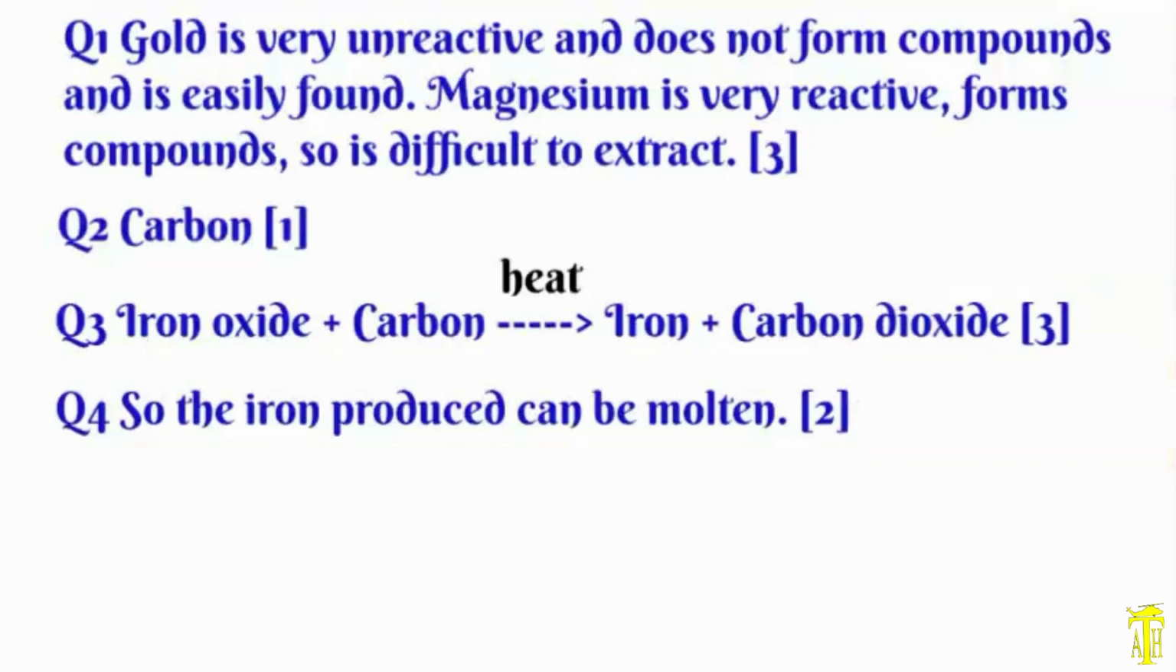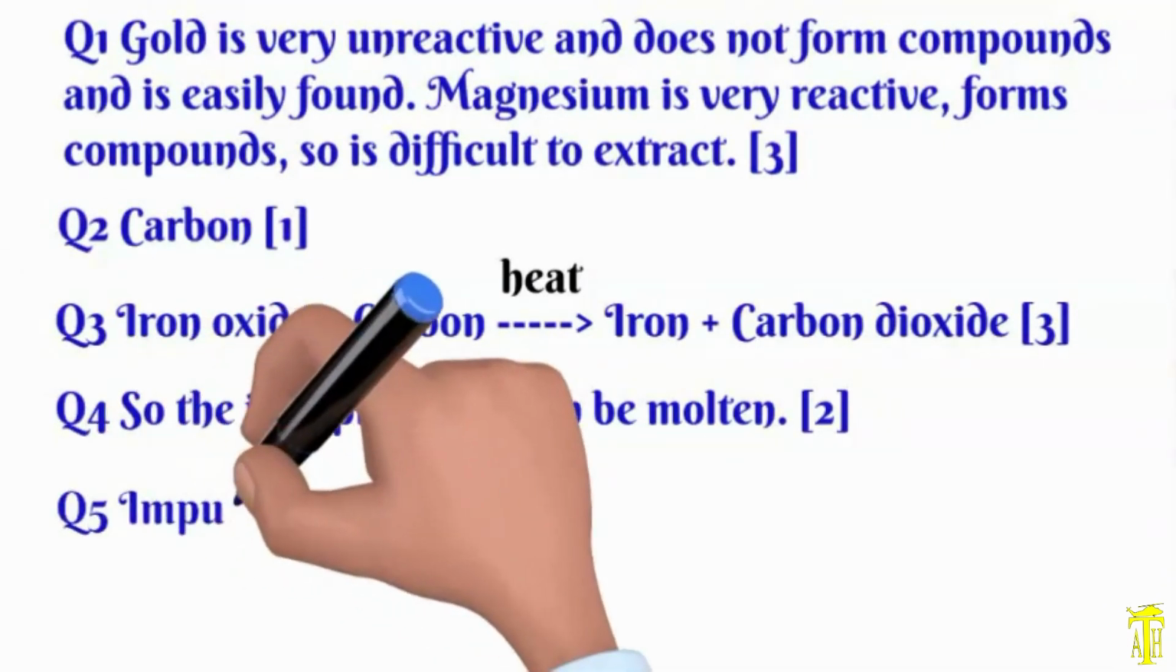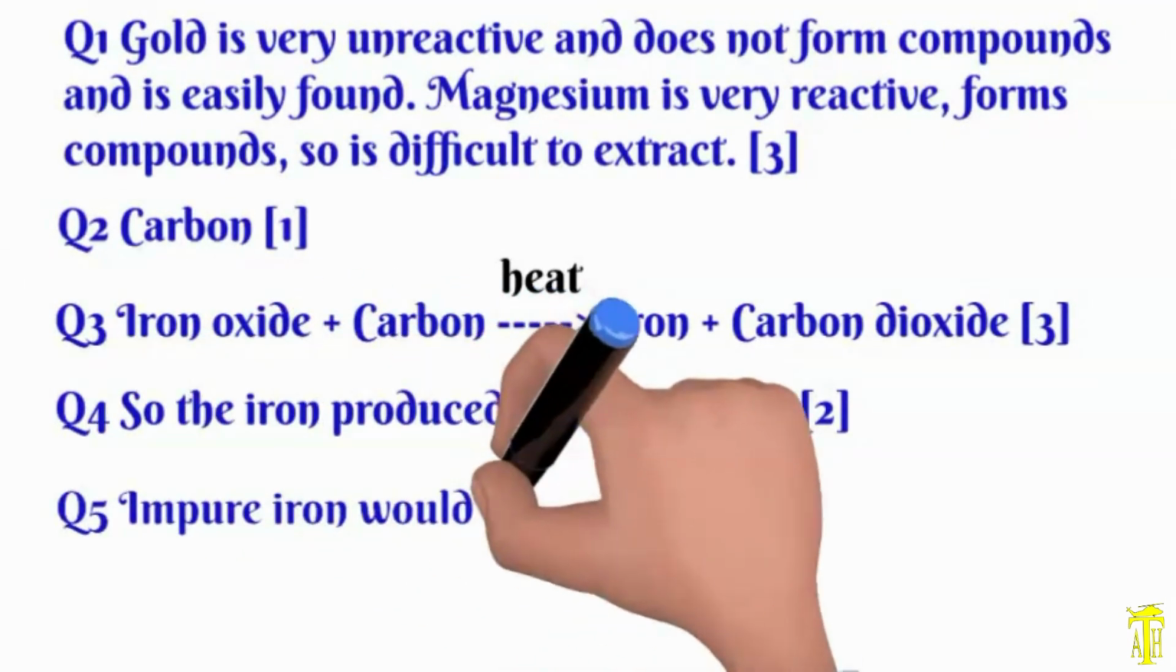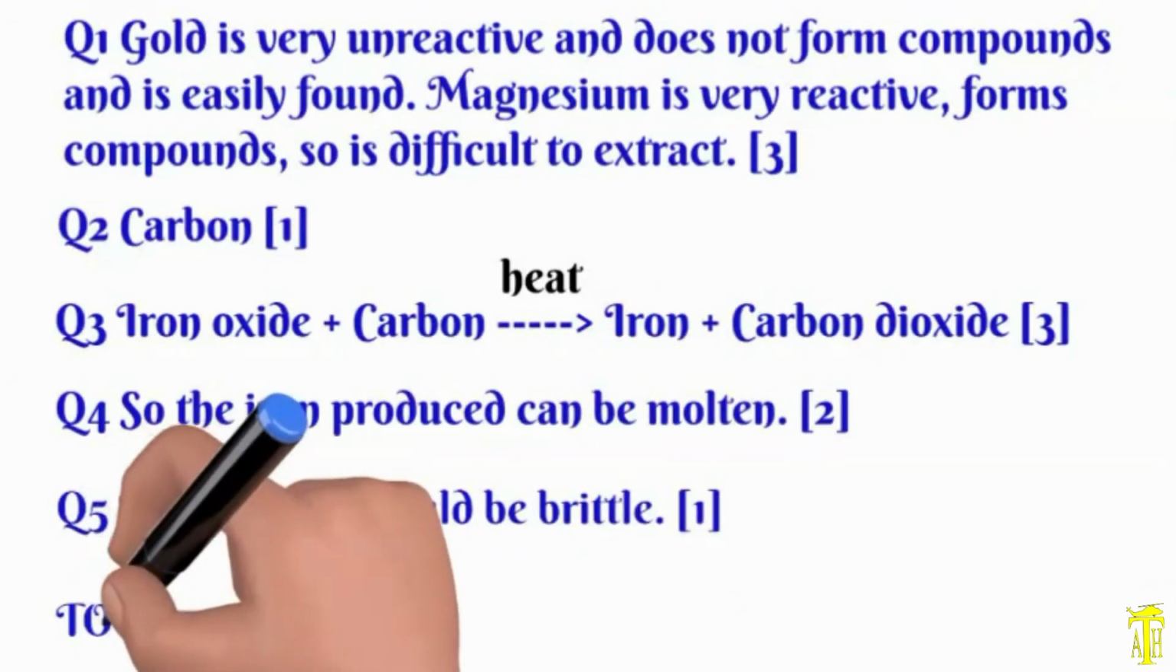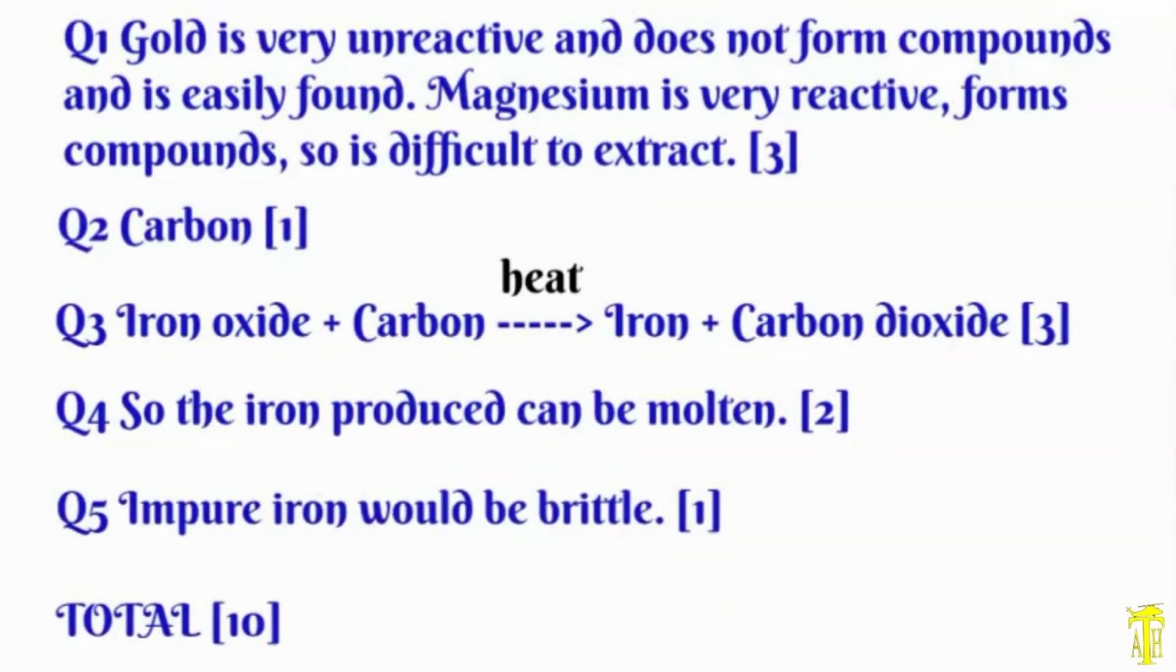So although we haven't talked about this, that's exactly what they do. They put limestone in, which removes impurities. If you have impurities mixed in with the iron, then the iron's going to be brittle, and therefore we won't be able to use it to make bridges, etc. So a total of 10 marks for that question.